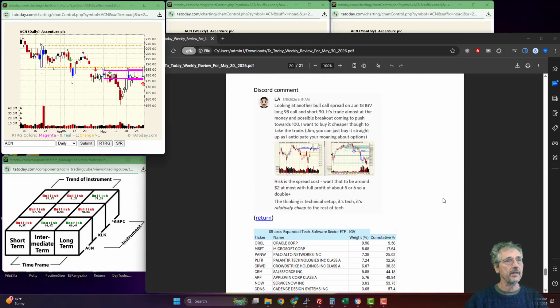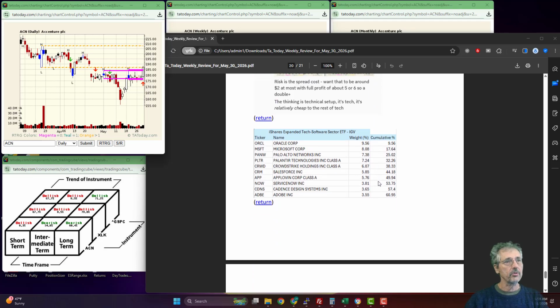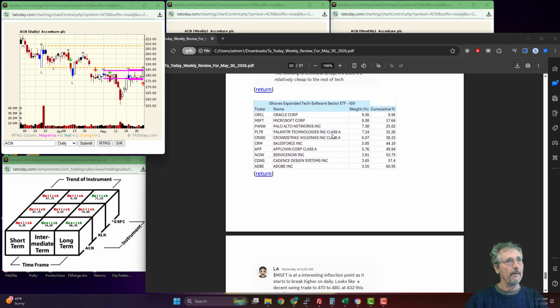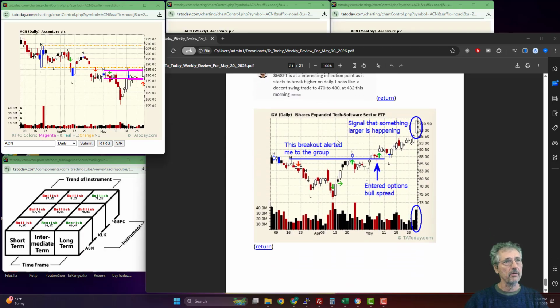The reason I said that, and I brought this up a good month ago, it looks like I did this on 5/5 and said, hey, IGV looks pretty interesting here. It's coming out of this base. It looks like a pretty good trade. I did some options on it and made some decent returns. If I look at the expanded software sector, this is the main holdings in it. If you move on down the list here, here's an example of IGV and what was happening to it.